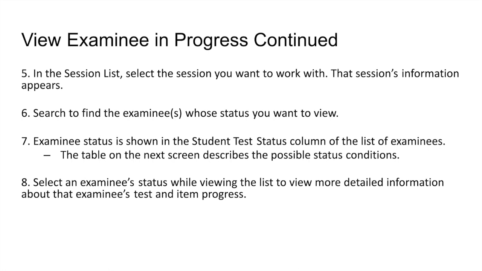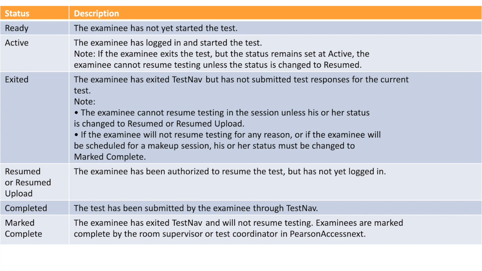Examinee status is shown in the student test status column of the list of examinees. The table on the screen describes the possible status conditions, and that's on the next slide here. Select an examinee's status while viewing the list to view more detailed information about the examinee's test and item progress. With two proctors being in the room, obviously if you see a student's not making progress, just send the secondary proctor over there to check on the student. And these are the different statuses that you will see on the screen and what they actually mean.